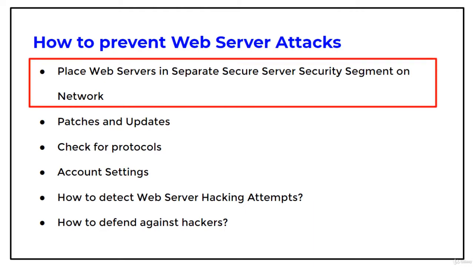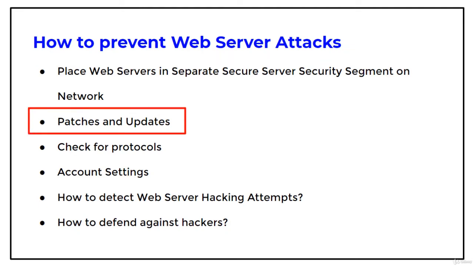So the first is place web servers in a separate secure server security segment on the network. An ideal web hosting network should be designed with at least 3 segments, namely the Internet segment, the secure server security segment, often called the demilitarized zone, that is the DMZ, and the internal network. Place the web server in the server security segment, that is the DMZ of the network, isolated from the public network as well as the internal network. Firewalls should be placed for internal networks as well as internal traffic going towards the DMZ.